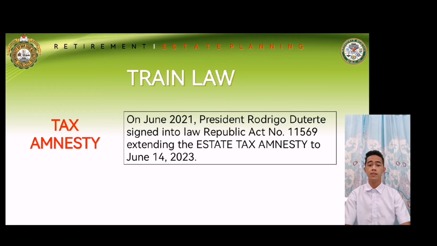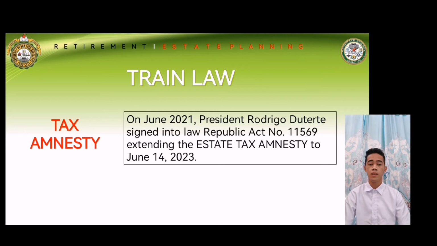Good day, everyone. This is the continuation of the report on the TRAIN Law. So first, what is the TRAIN Law? TRAIN Law is also known as Tax Reform for Acceleration and Inclusion, Republic Act number 10963. The law took effect on January 1, 2018. The aim of the TRAIN Law is to generate revenue to achieve the 2022 and 2040 vision of the Duterte administration.